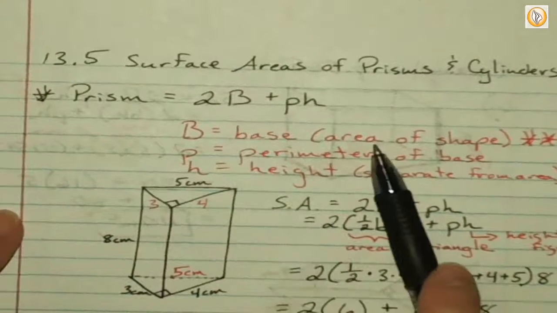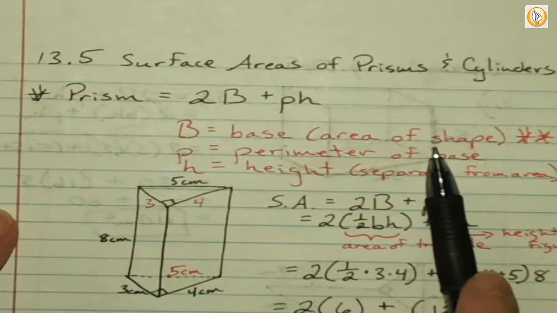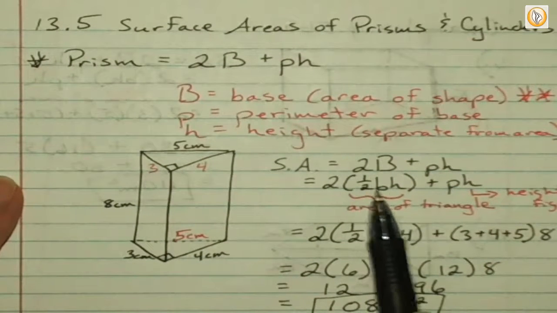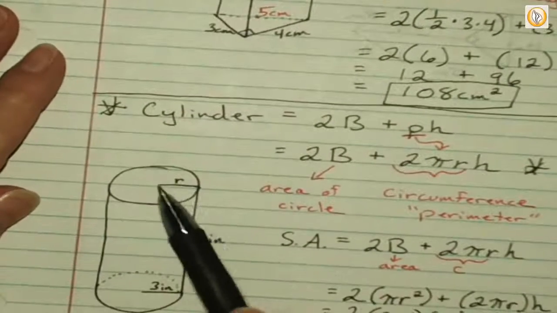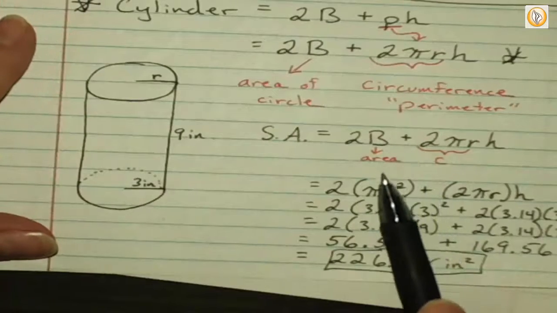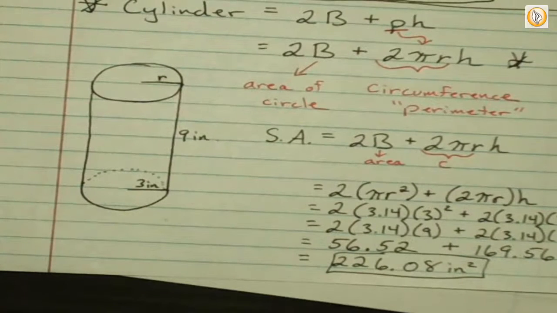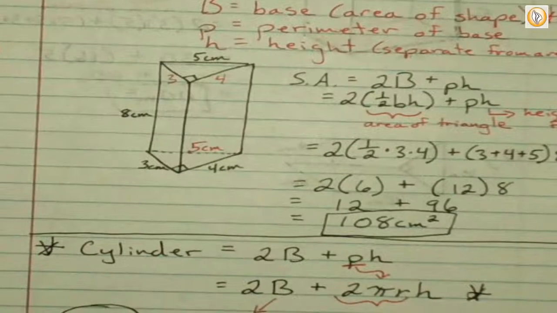So the big B is the base, it's the area of the shape. If it's a triangle, then we use the formula to find the area of a triangle, half times B times H. If the base is a circle, then we turn the B into pi r squared. That's the one thing that really throws kids off. But if you take good notes, when you start doing your work, you'll have this.